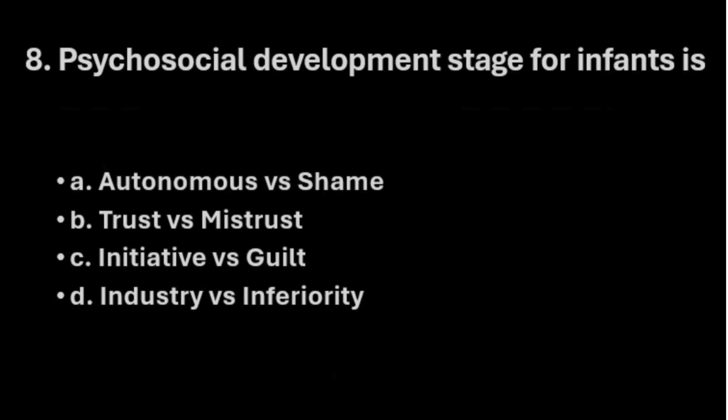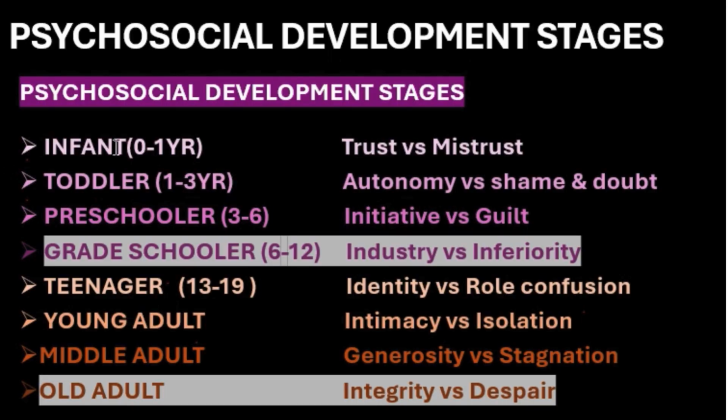Next question. Psychosocial development stage of infant is option A, autonomy versus shame and doubt. Option B, trust versus mistrust. Option C, initiative versus guilt. And option D, industry versus inferiority. The right answer we will see here. The right answer is trust versus mistrust.